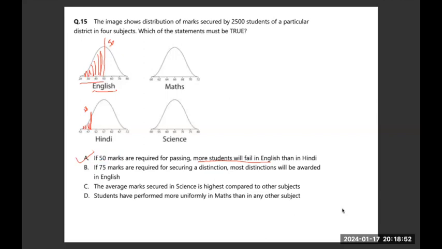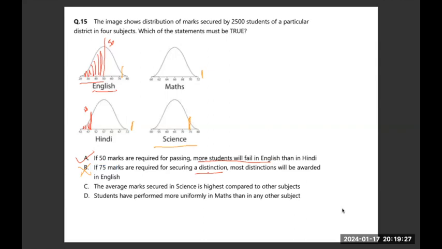If 75 marks are required for securing a distinction, most distinctions will be awarded in English. If 75 marks are required, the line for 75 will come here. It will not come in English, and it won't come in Hindi either. It will come, sorry, here. Now, if 75 is a distinction, most distinctions will be awarded in Science and not in English, so B is wrong.